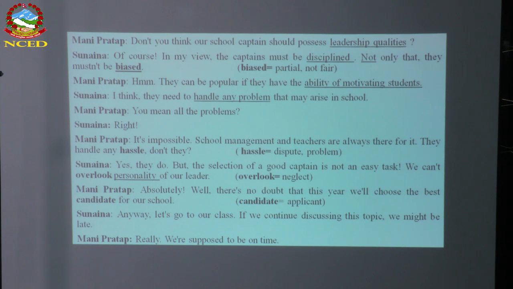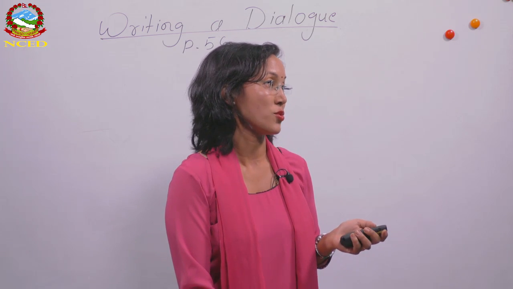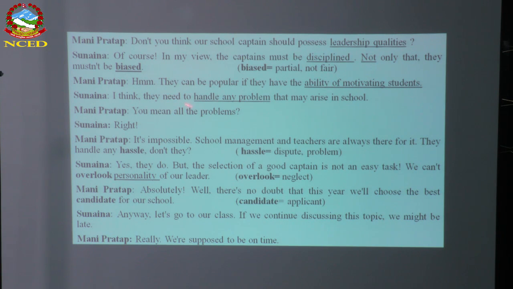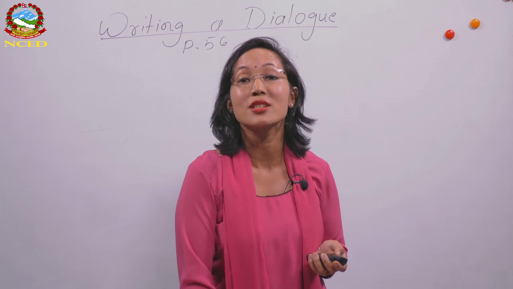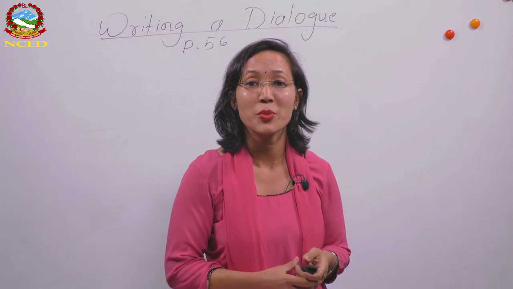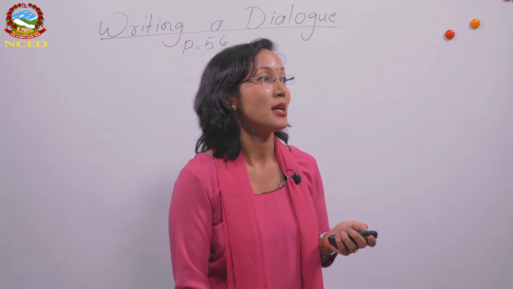And the next quality that they talk about, Mani Pratap says, they can be popular if they have the ability of motivating students. Is that clear? Now the fourth quality suggested by Mani Pratap is that he or she should also have the ability of motivating students, means their friends. Is that clear? And next Sunaina says, I think they need to handle any problem that may arise in school. Means now he or she should also be able to handle any problem as it comes. Yes, is that clear? Means handle the problem. If the situation is a bit odd or unlikely, he or she must be able to handle that situation. So handle any problem that may arise in school.